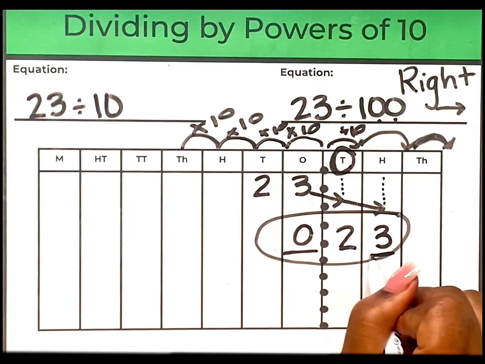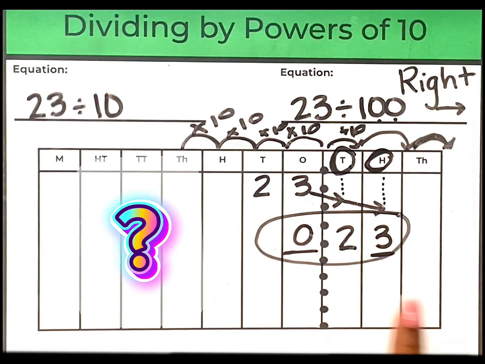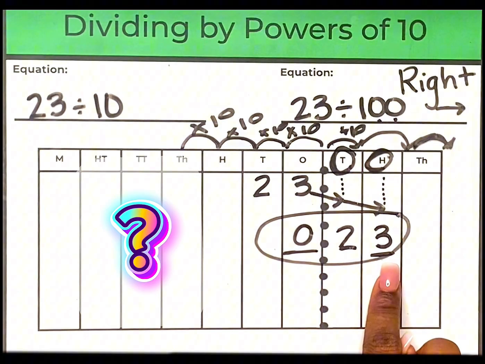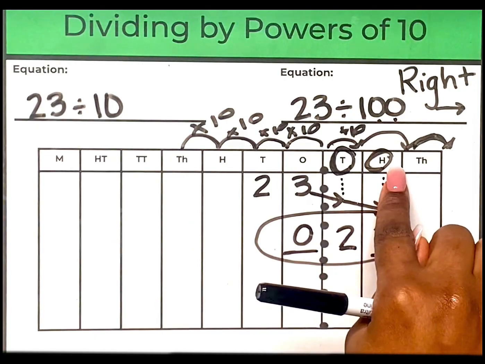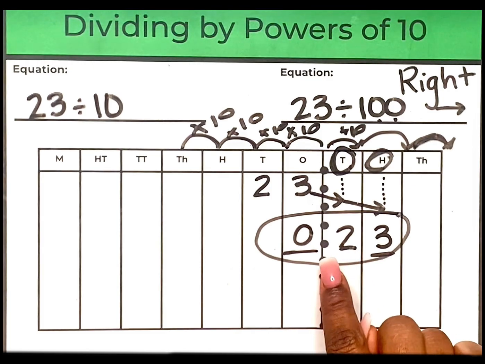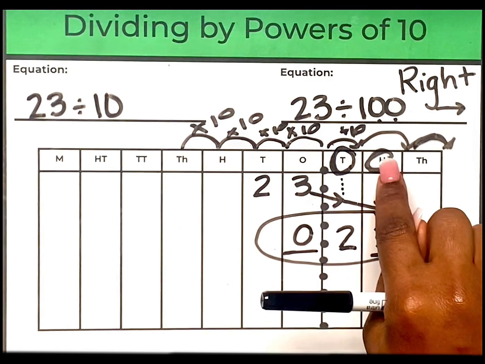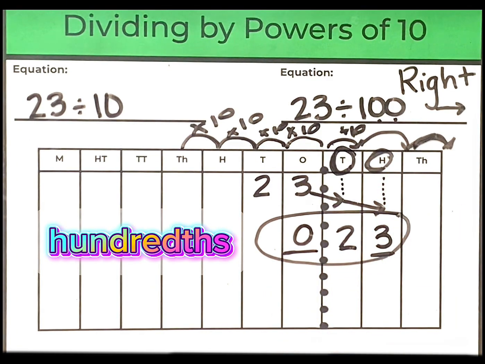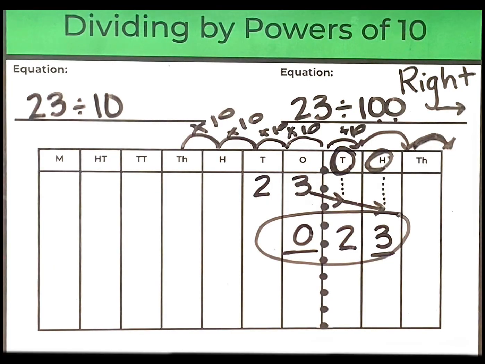23, what? What is that? 23 hundredths. Again, let's read this number. 23 hundredths. All right. This has been our mini lesson for dividing by powers of 10.